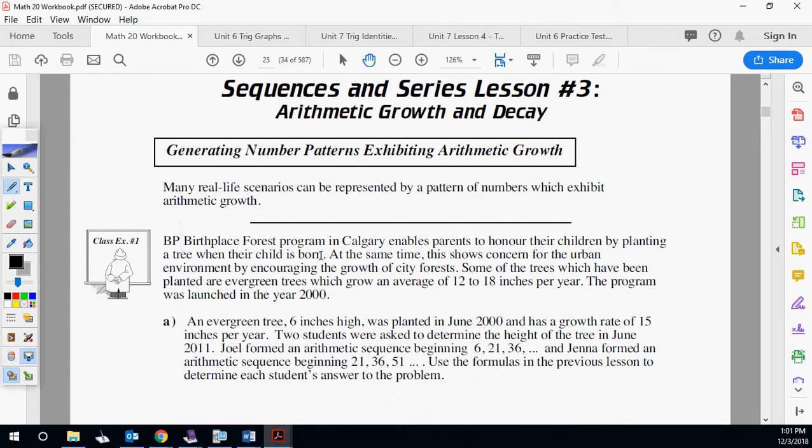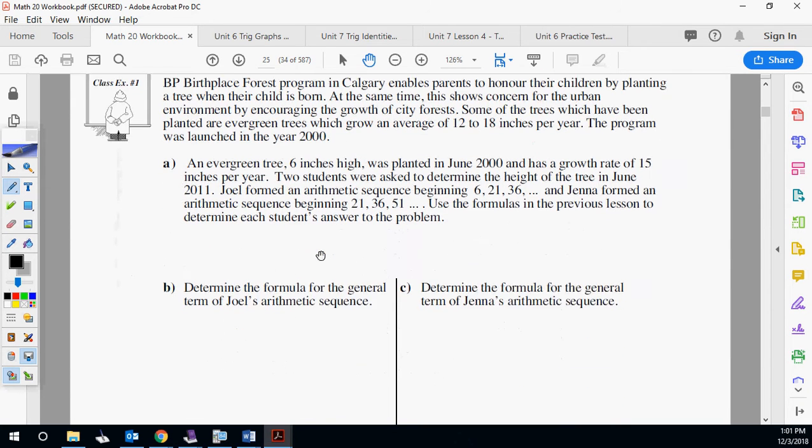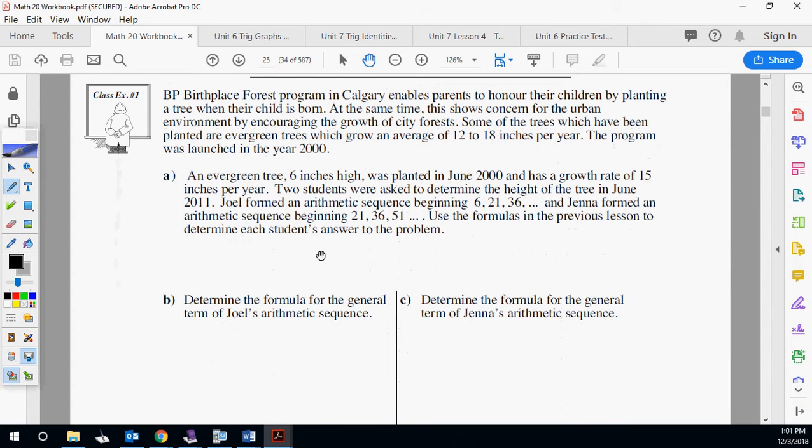Unit 7, Lesson 3, growth and decay. This is just the idea that you can have sequences that grow and sequences that decay. That's just common sense in terms of patterns. It's a very applicable section, talking about finance and different patterns, and how they can grow and decay. So we're just going to go through some real-life scenarios that apply to these patterns for arithmetic sequences.